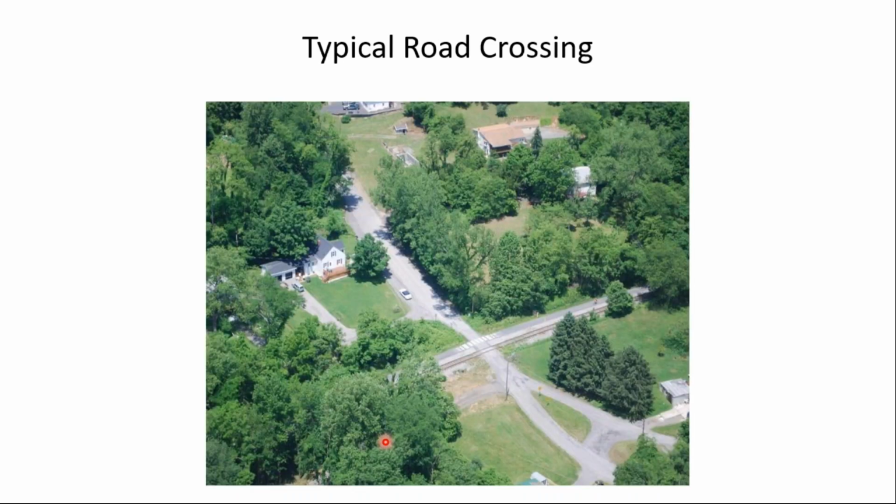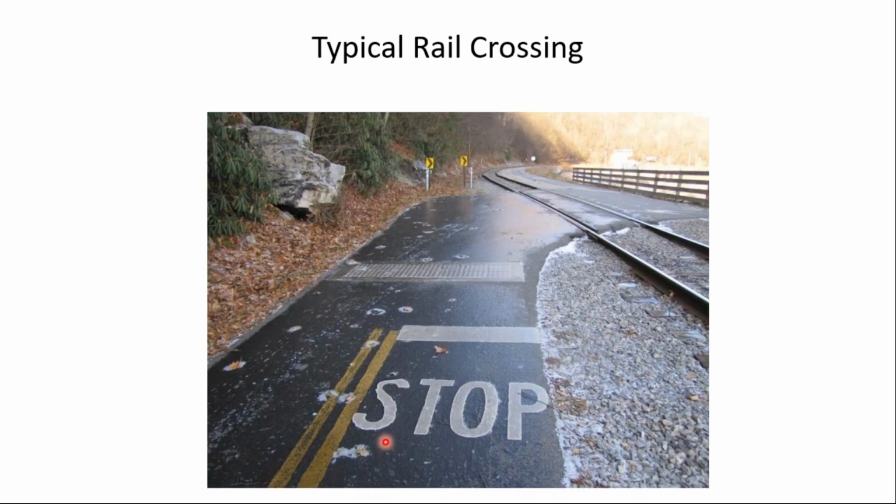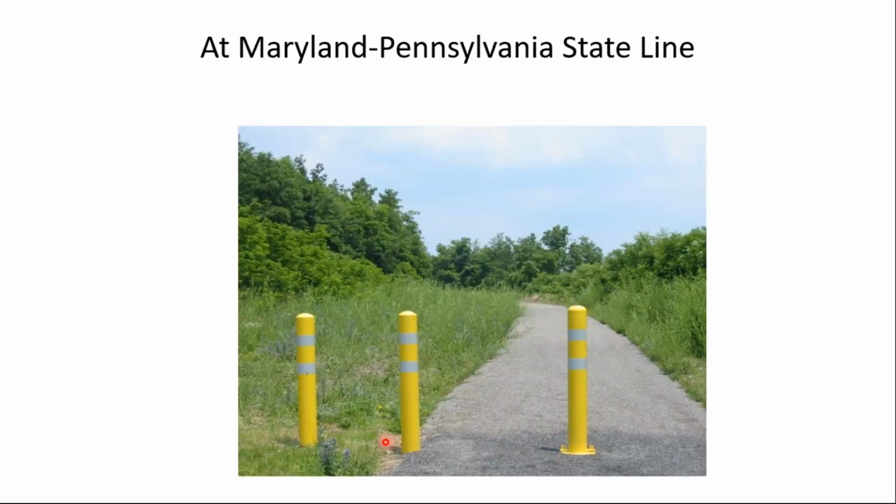There are some road crossings. You can see how those are done. There's some places where the trail crosses the tracks to the other side, and you can see the treatment here. Notice the detectable warning surfaces and the markings and signing.